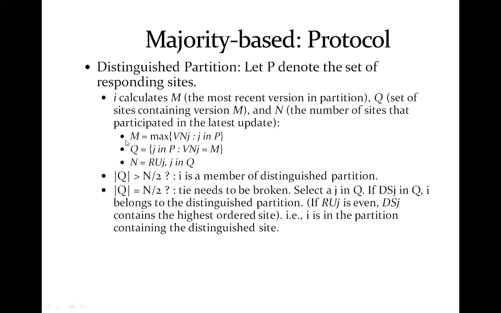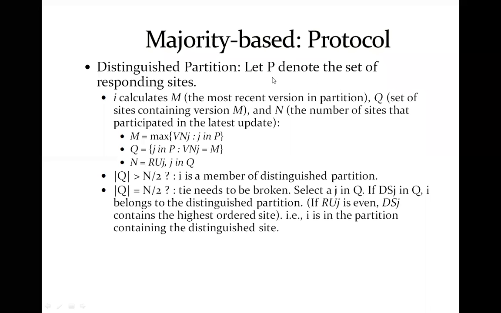The first value is M. M is the most recent version which is present in the partition. Suppose three sites are participating, and suppose these three sites are A, B, and C. So out of A, B, C, which site has the most recent version in the partition?